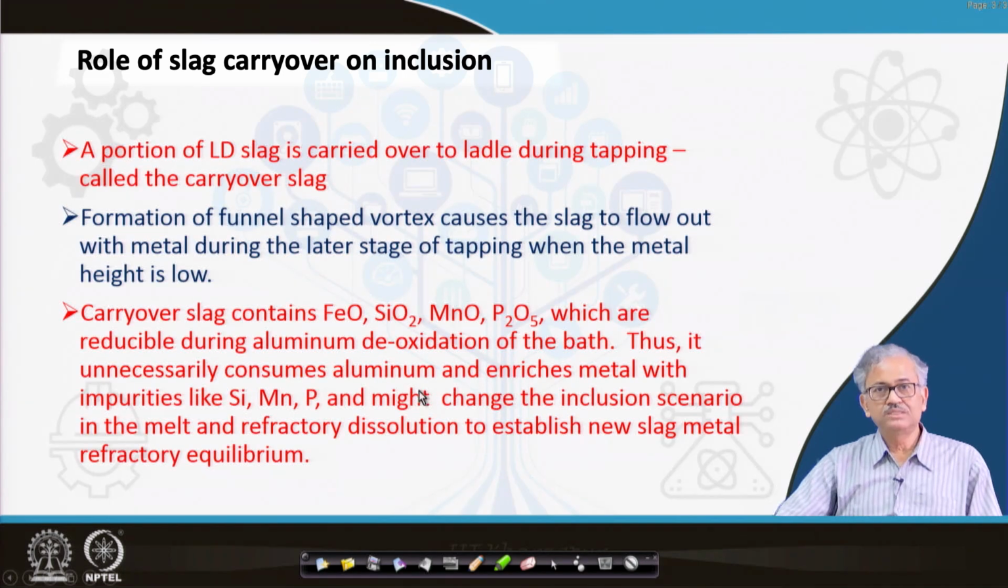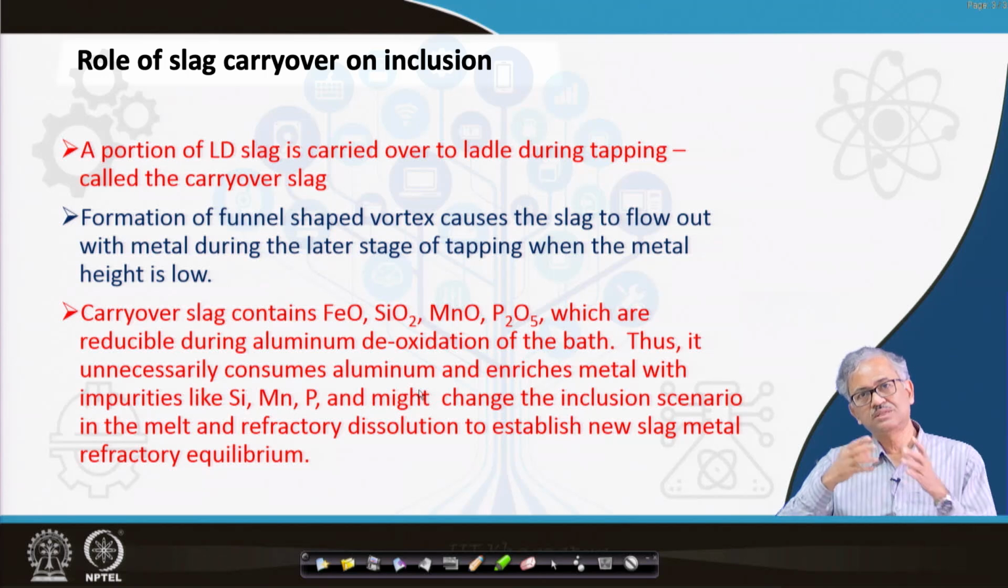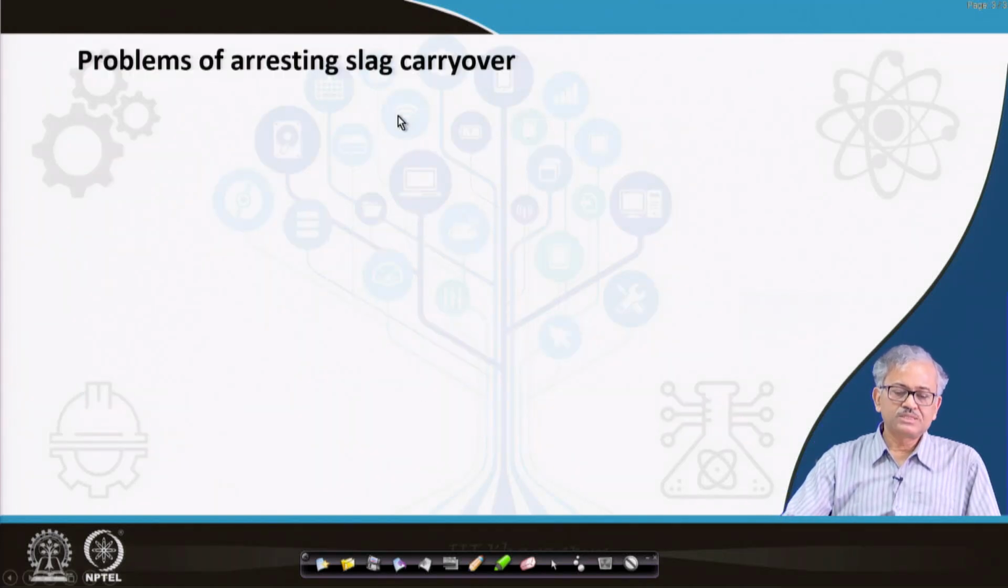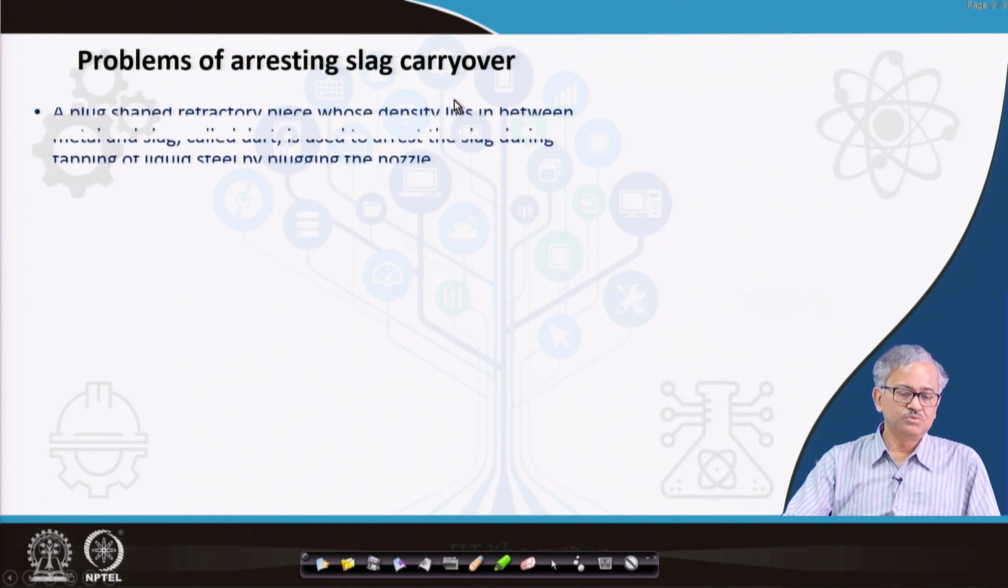And also, with the increase in the oxygen level in the bath, this extra oxygen during solidification will precipitate out as oxides, right? So that way inclusions will be there. Now, problems of arresting the carryover slag. How do you do that?